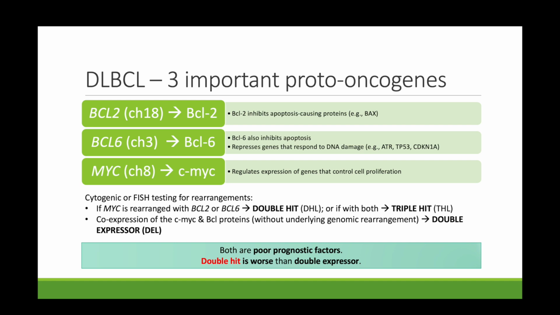So these are some very important proto-oncogenes for DLBCL, and keep in mind that they can either be just co-expressed or there can actually be an underlying rearrangement. And if that underlying rearrangement is present, then that is known as double hit or triple hit if it's with both MYC and BCL2 as well as MYC and BCL6. And the hit is worse than the expressor.